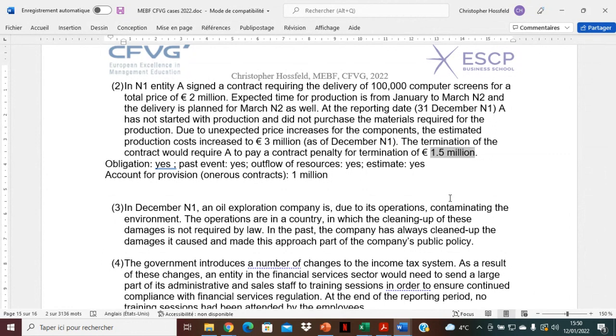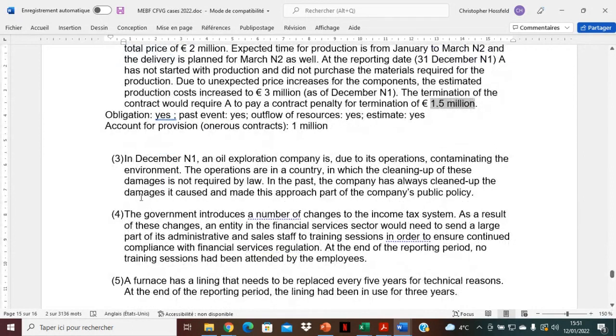And I'm not even considering here client relationship reasons, because maybe the client will not be too happy when you simply cancel the contract, so there will be other consequences. So anyway, here the best solution for me, and therefore the rational one, is to execute the contract. That will generate a loss of 1 million. I need to anticipate this loss with the provision.